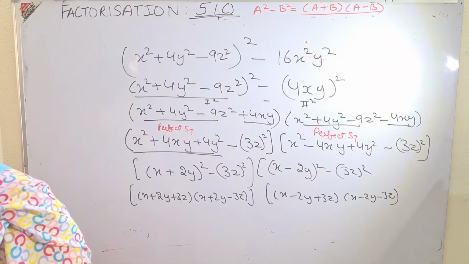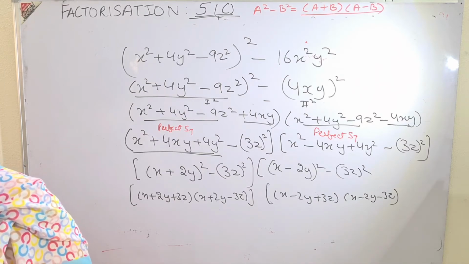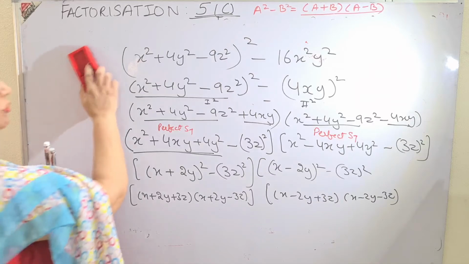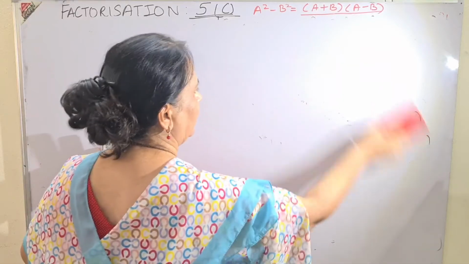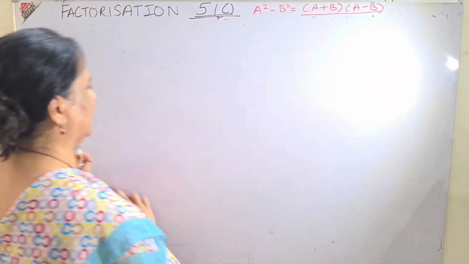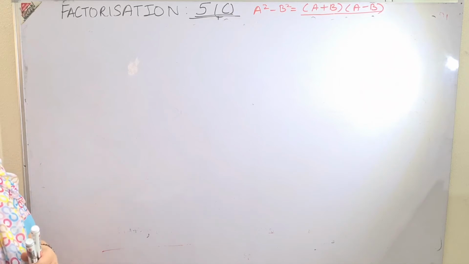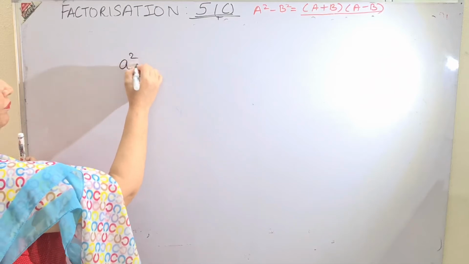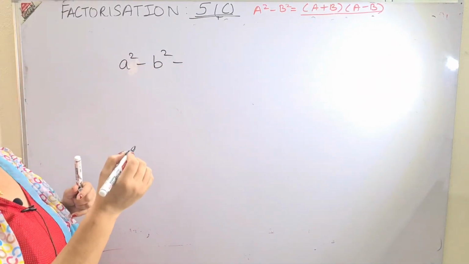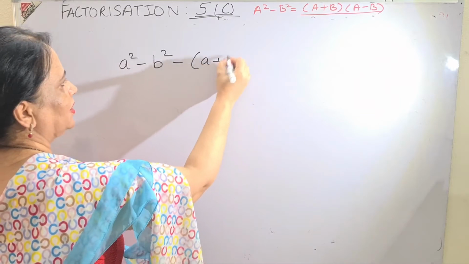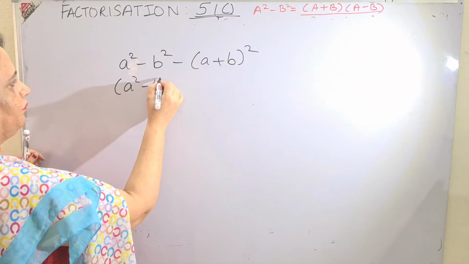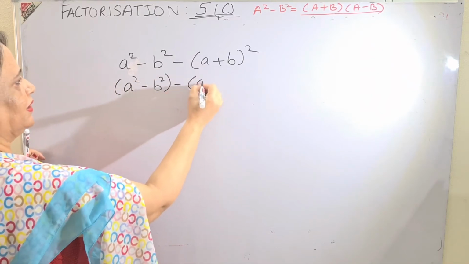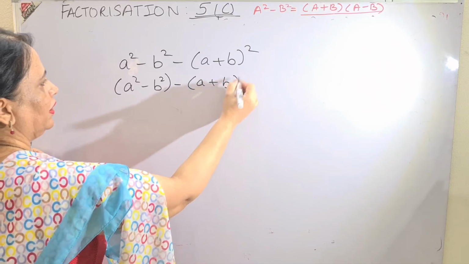A square minus b square minus a plus b whole square. So I am doing this sum now. Easy one and important for the paper. The question mostly comes from this exercise, especially this exercise comes in the compulsory section. So see, a square minus b square minus a plus b whole square. Very simple, children. A square minus b square minus a plus b whole square. This is what I have got.